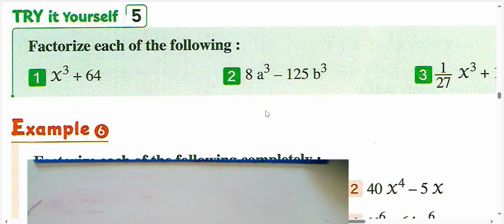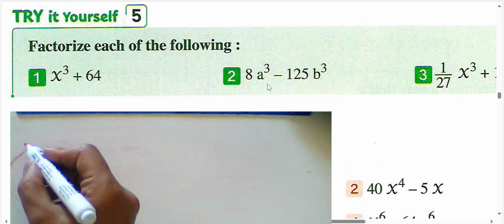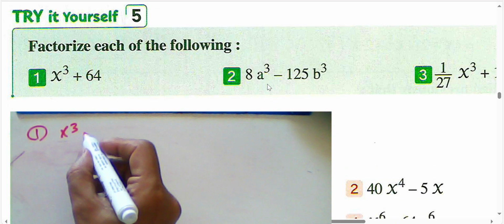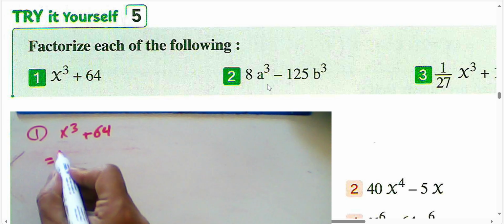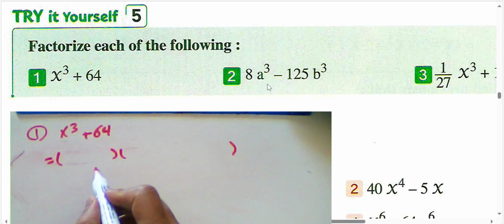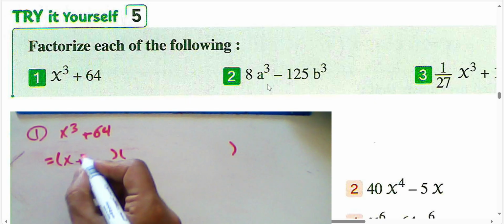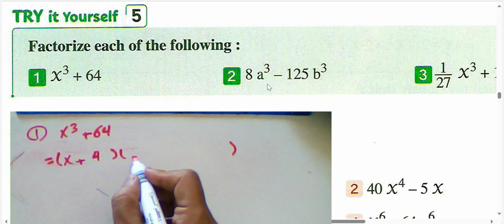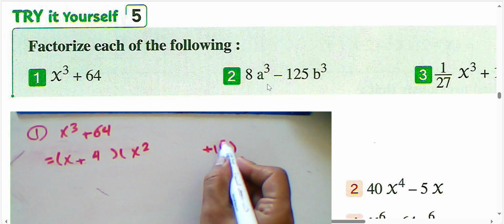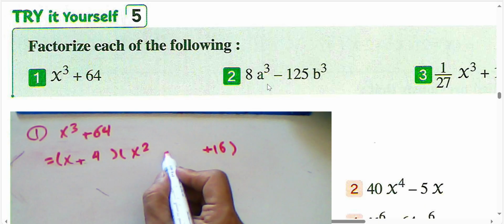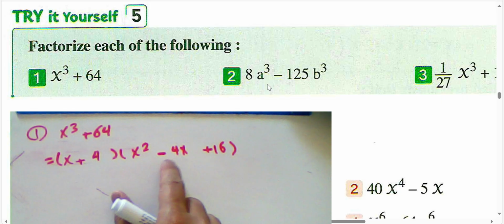Factorize each of the following in the simplest form. Okay, number 1: x power 3 plus 64. We can write brackets, small and long brackets. The cubic root of x power 3 will be x, and the cubic root of 64 equals 4. For x here it will be x power 2, and 4 power 2 equals 16. And in the middle, 4 times x, write negative 4x. First times second, change the sign. The result will be negative 4x.